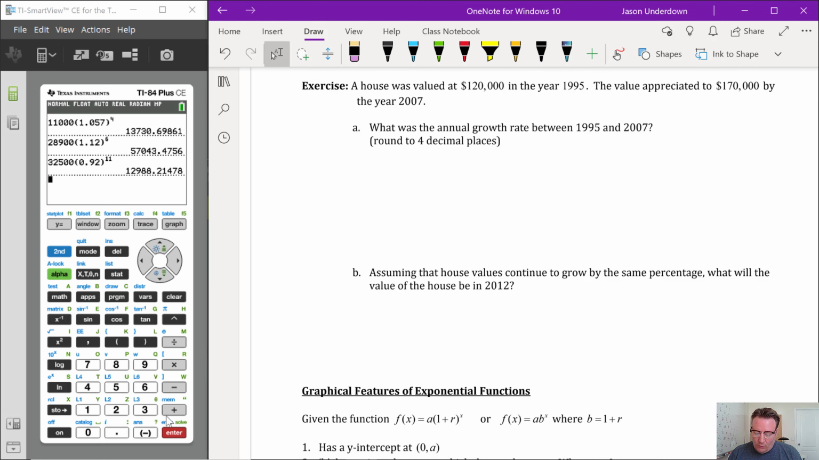A house was valued at $120,000 in the year 1995. The value appreciated to $170,000 by the year 2007. Part A, what was the annual growth rate between 1995 and 2007? Okay, so now we want to determine r, the growth rate. So how can we set this up?